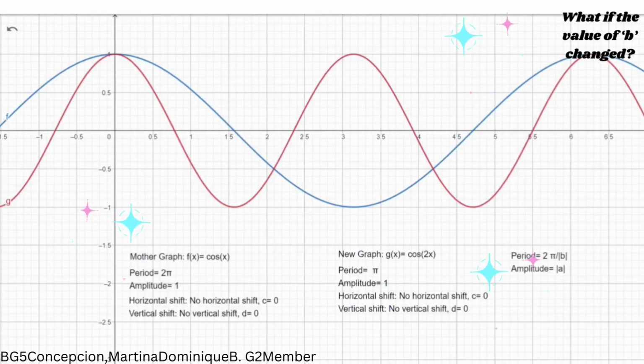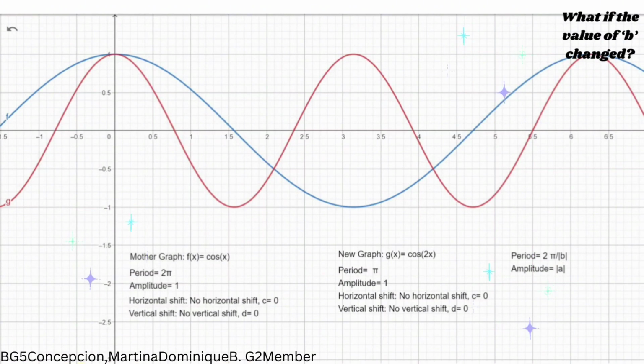The mother graph is the blue line with the equation f of x equals cosine of x. If we change the value of b, the new graph is the red line with the equation g of x equals cosine of 2x. The formula for period is 2 pi over the absolute value of b. If the absolute value of b is greater than 1, then the period is less than 2 pi and the function undergoes horizontal compression. If the absolute value of b is less than 1, the period is greater than 2 pi and the function undergoes horizontal stretch.